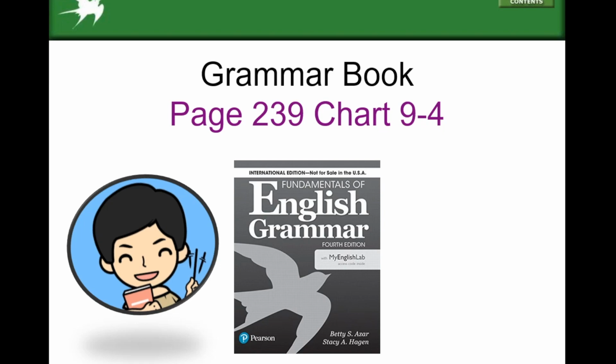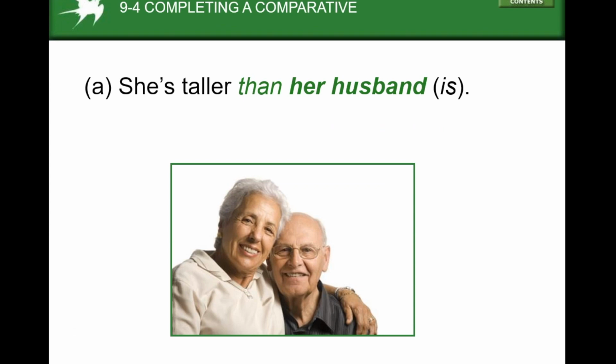In this video, you'll learn more about comparisons. On page 239, we'll learn that when making a comparative, we use than. So here, than is used as a conjunction to connect two clauses. For example, she's taller than her husband is.